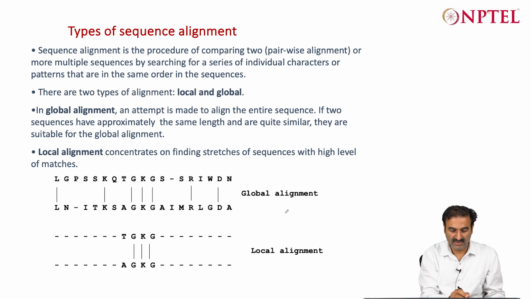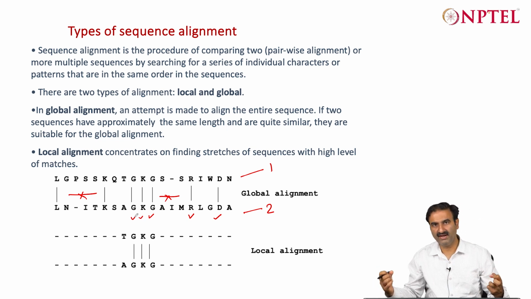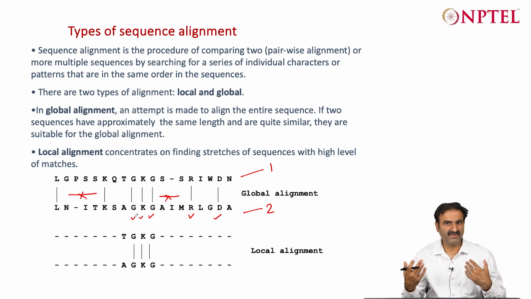One is global, where these are sequence 1 and sequence 2, and we are trying to align from head to tail and see, even if there are some regions which are not matching, the ones which are matching we are trying to align. So we are trying to stretch the alignment from head to tail. Whatever is aligning we align, and whatever is not aligning we keep as gaps or unmatched regions, so that will ultimately translate into some kind of score.